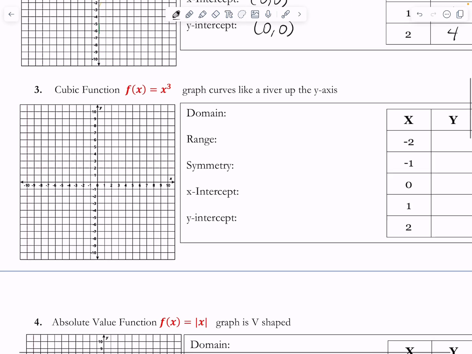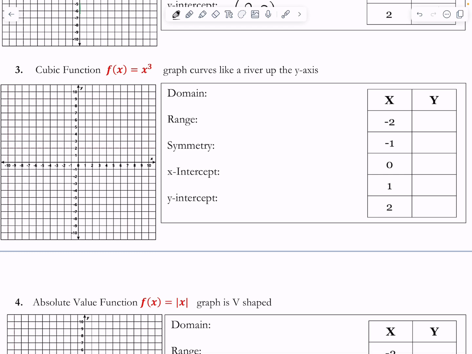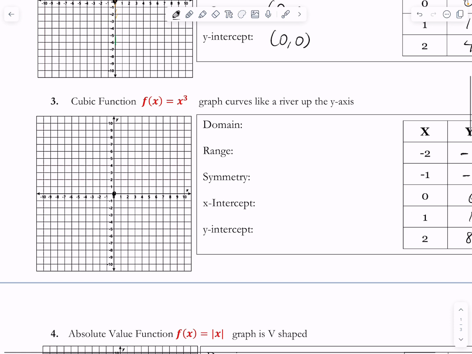Let's do the parent cubic function, x to the 3rd power. I'm going to cube these numbers, and this time you're going to see I do have negatives. -2 cubed is -8. -1 cubed is -1, and 0, 1, and 8. So plotting these values, I think this description is very appropriate: you're going to look at a graph that curves like a river up the y-axis. So it kind of looks like this. I used to think of it as a little bit like an S shape, or whatever helps you remember how this looks.